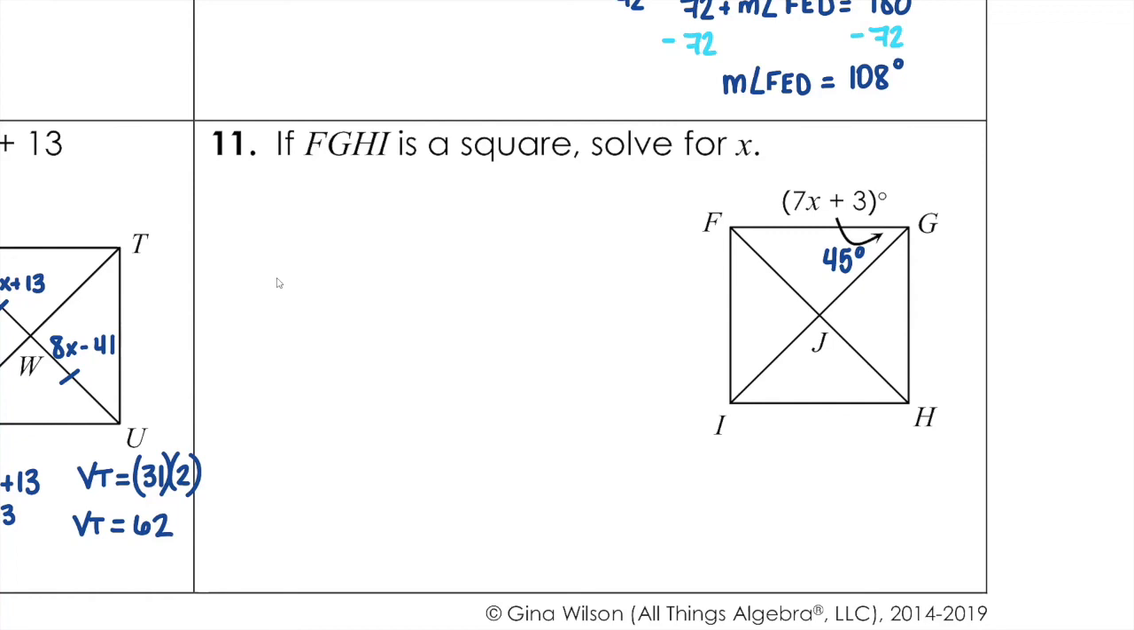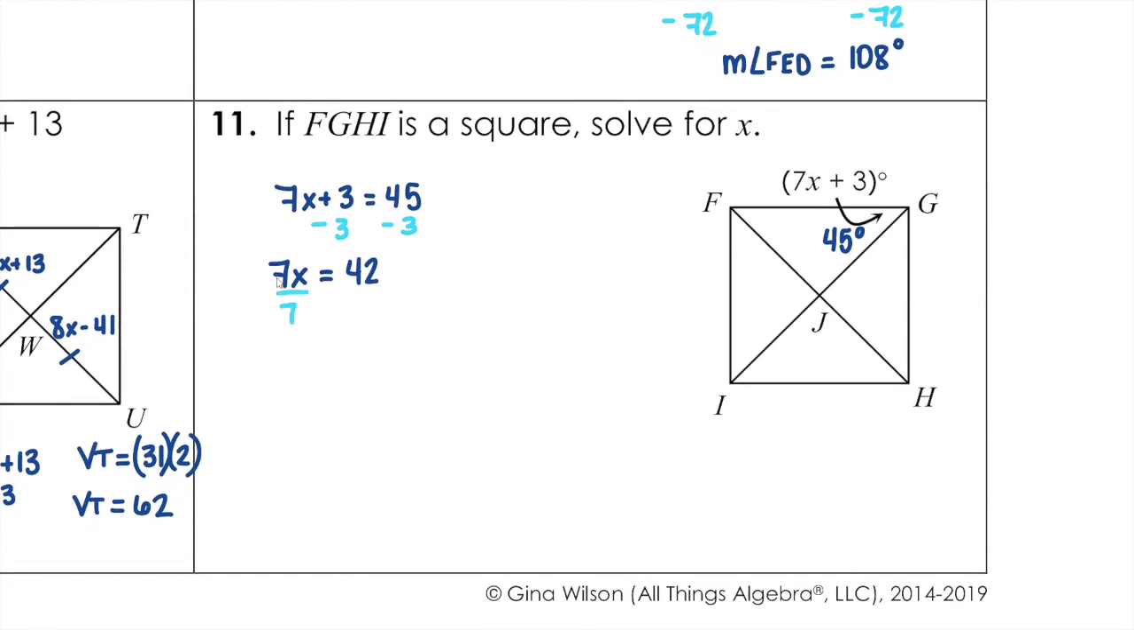So don't double 7x plus 3 and set it equal to 90. Just set 7x plus 3 equal to 45. Too many times I've seen you kiddos go and try to double 7x plus 3 to make it equal to 90. Because it's a square, it's being bisected by that diagonal. So just do the bisected measure. So we subtract 3 from both sides. 7x equals 42. Divide both sides by 7. X equals 6.